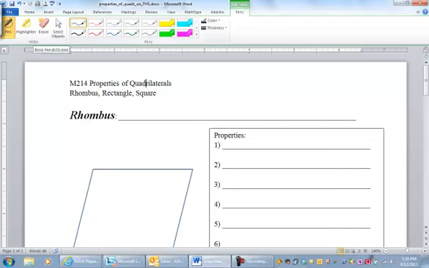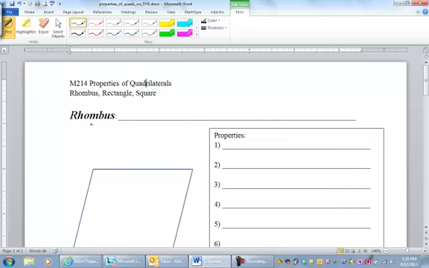Today's lesson is on properties of quadrilaterals, and most specifically, we're going to be learning about three particular quadrilaterals: the rhombus, the rectangle, and the square. And so what you're going to notice about the rhombus, rectangle, and square is that they're all parallelograms. Therefore, the first 5 properties are all the properties of parallelograms. They just have a few things that are a little bit more specific.